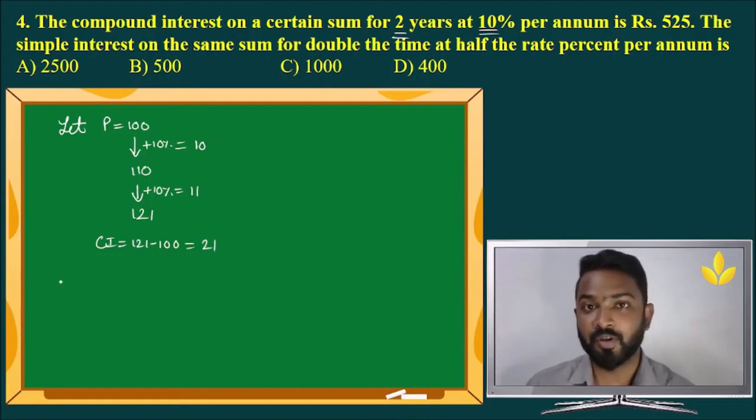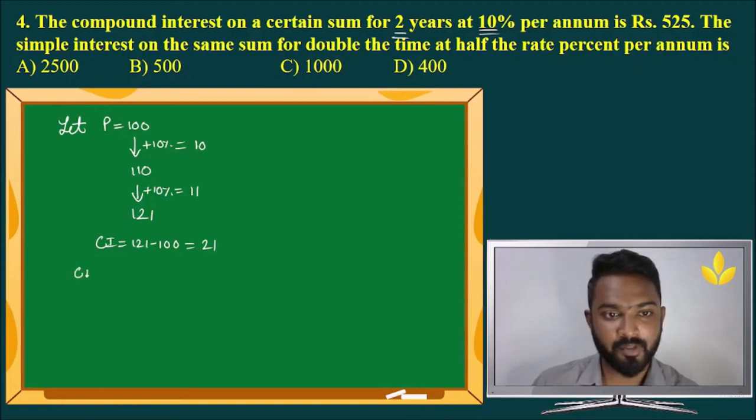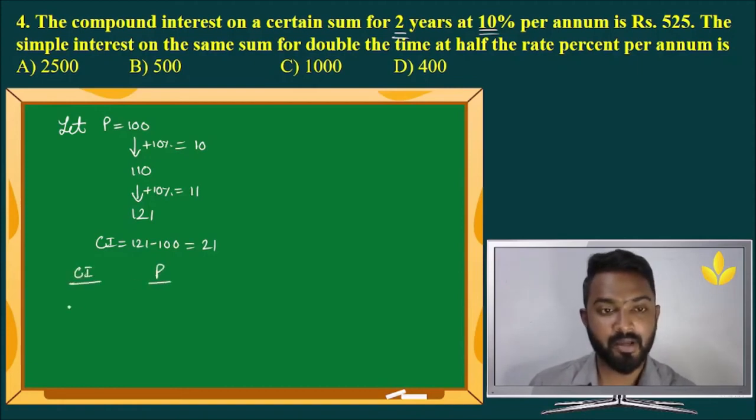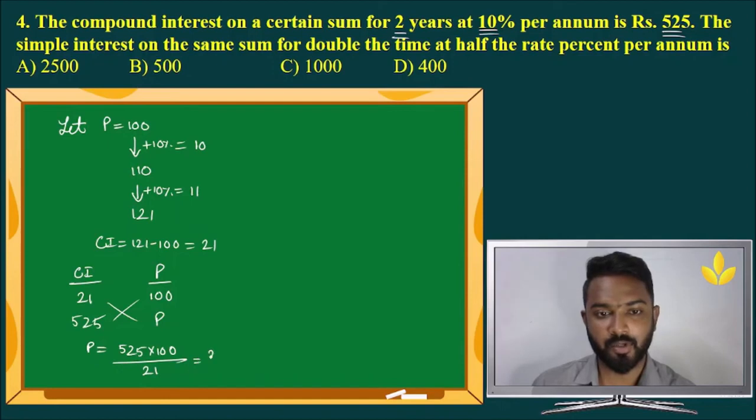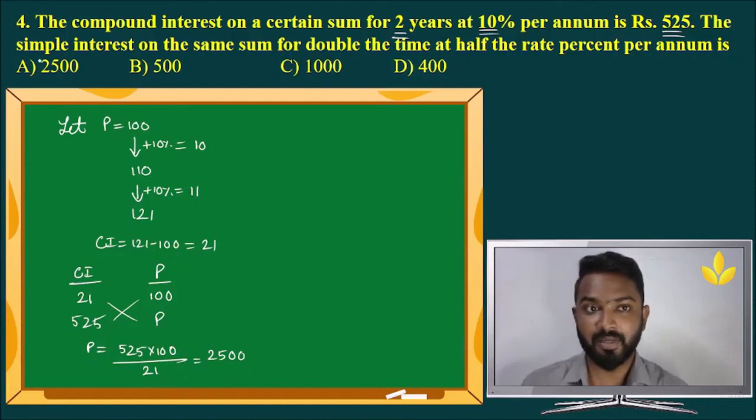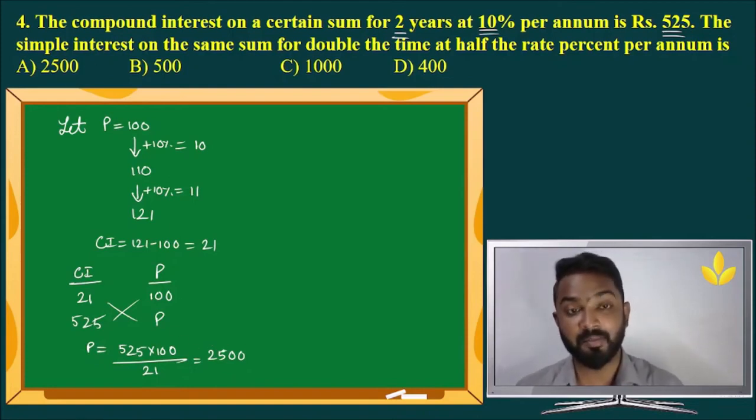Now all we have to do is solve it using the unitary method. We have the compound interest and we have the principal. When the compound interest was 21, the principal was 100. So when the compound interest is 525, the principal will be how much? That is P. So all we do is cross multiply. We have P equals 525 into 100 divided by 21. That is equal to 2500. This is the principal. It's not the final answer. Many people end up marking A as the answer, but this is the principal.